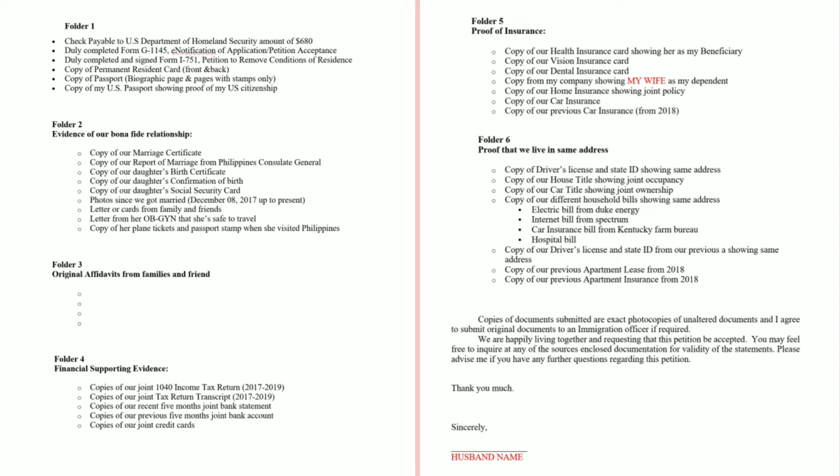Next is a copy of our daughter's birth certificate. Next is a copy of our daughter's confirmation of birth. You can get it from the hospital where you gave birth. Next is a copy of our daughter's social security card. Next are the photos since we got married on December 8 of 2017 up to the present.